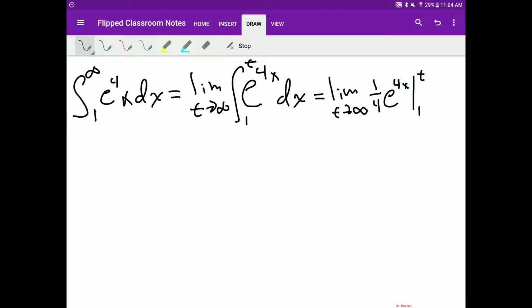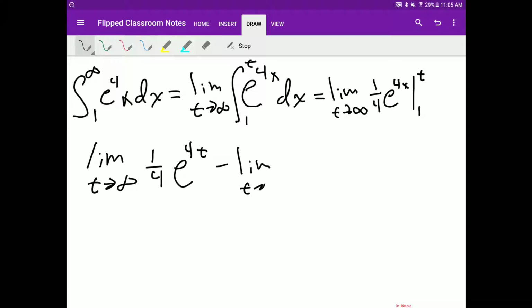Well, how do we evaluate the limit? We have to also use the evaluation theorem. So this is going to become the limit as t goes to infinity of 1/4 e to the 4t minus the limit as t goes to infinity of 1/4 e to the 4 times 1. Well, e to the 4 times 1 is just going to be a constant, there's no t to make a substitution for. On the left, what I'm going to be doing is e to the 4t, so now I evaluate the limit.